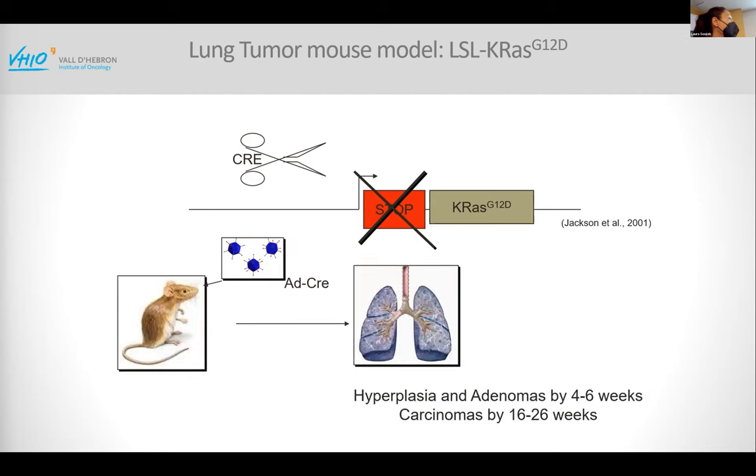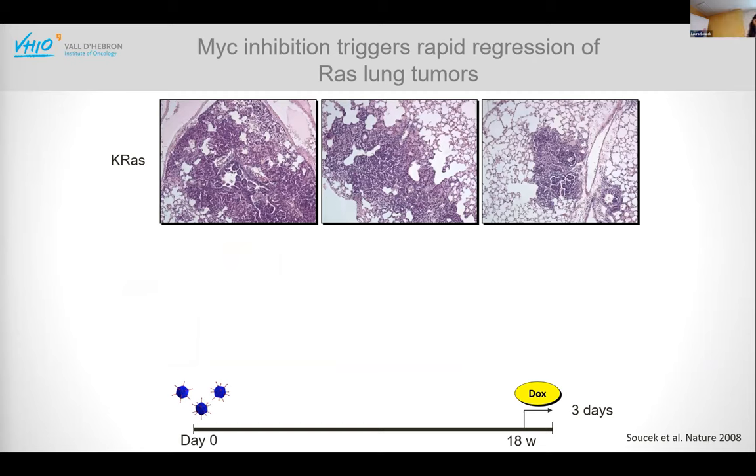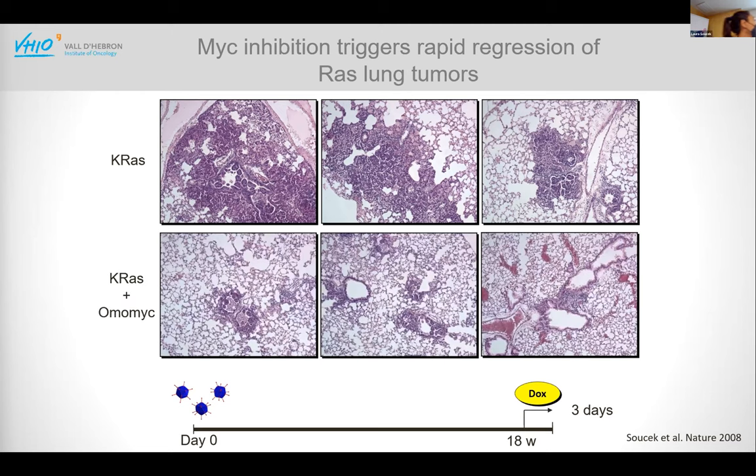So if we give the mice adenovirus that has the Cre recombinase, they inhale it, the virus goes into the lung, it activates KRAS. So these mice develop hyperplasia and adenomas by 4-6 weeks after the intranasal administration, and carcinomas by 16-26 weeks. These animals develop hundreds of tumors in their lung, but we have the possibility of turning on HOMO-MYC with doxycycline. So we turned it on for 3 days, and the effect was stunning. All the tumors shrunk in only 3 days.